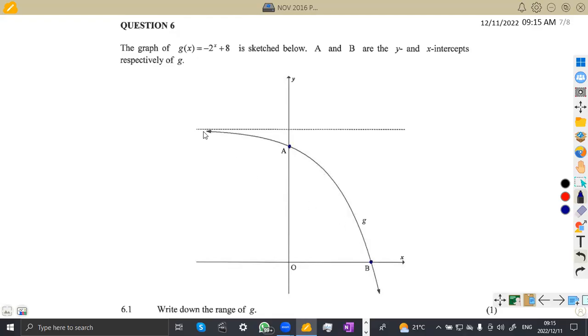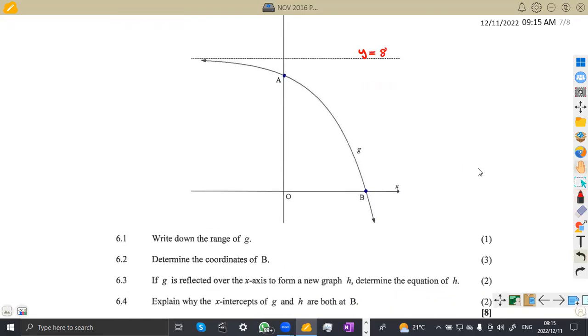Then definitely the asymptote here. The asymptote is taken from the function that you are given, f(x) = -2^x + 8. So that means your asymptote there is y = 8. All right, so that's what we had.